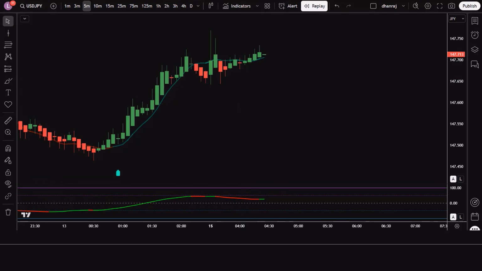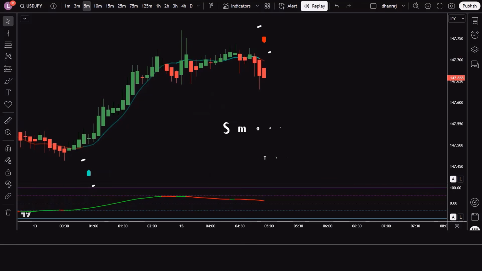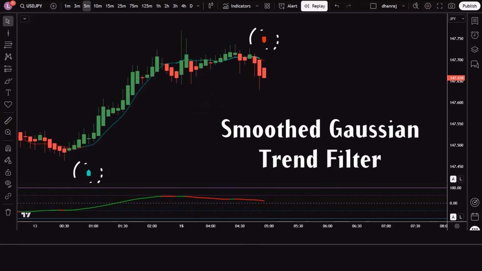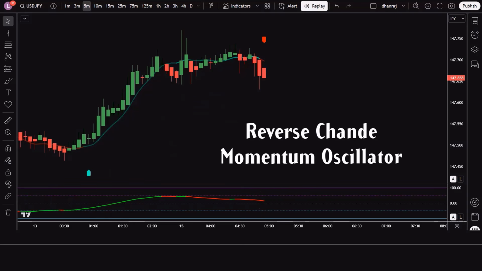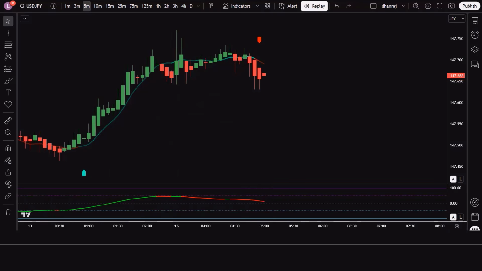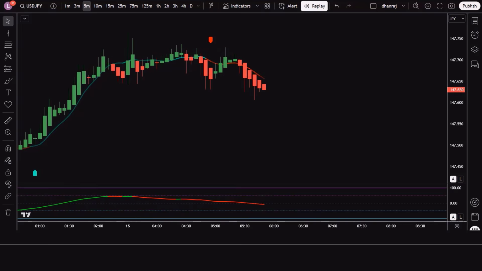First of all, let us know about trading tools. The buy and sell arrow mark indicator we see in the chart is called the Smooth Gaussian Trend Filter indicator. The green and red color line indicator we see in the chart is called the CT Reverse Shand Momentum Oscillator indicator. Now we tell you how we want to trade.